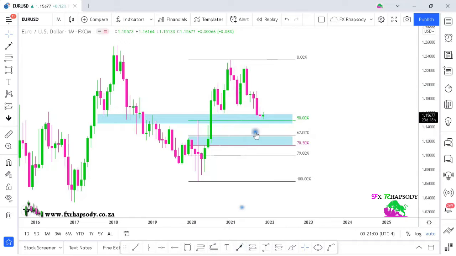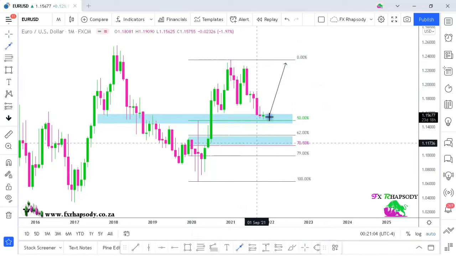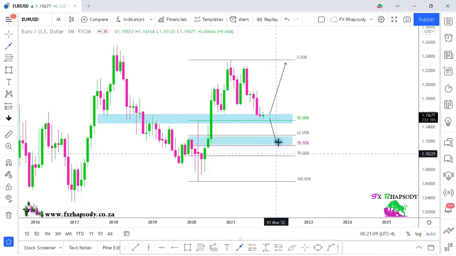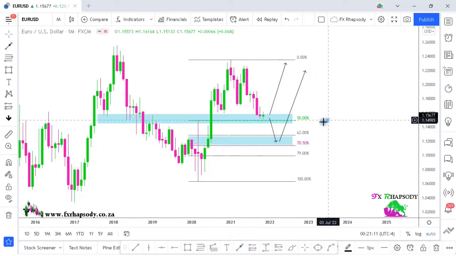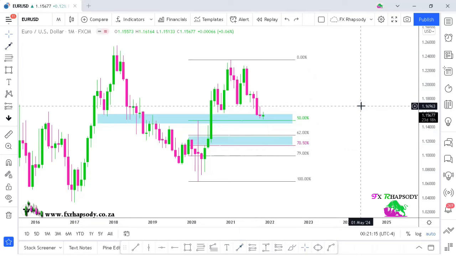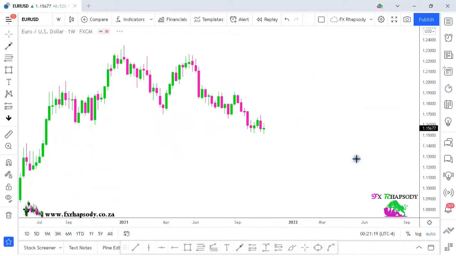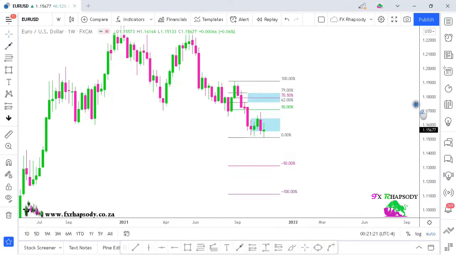In this next couple of months, that will obviously be the first scenario, and then the other scenario, price coming and breaking that area, retesting that area, and then moving to the upside for longer trading opportunities for this pair. Now to the weekly time frame. Let's see what the weekly is telling us.